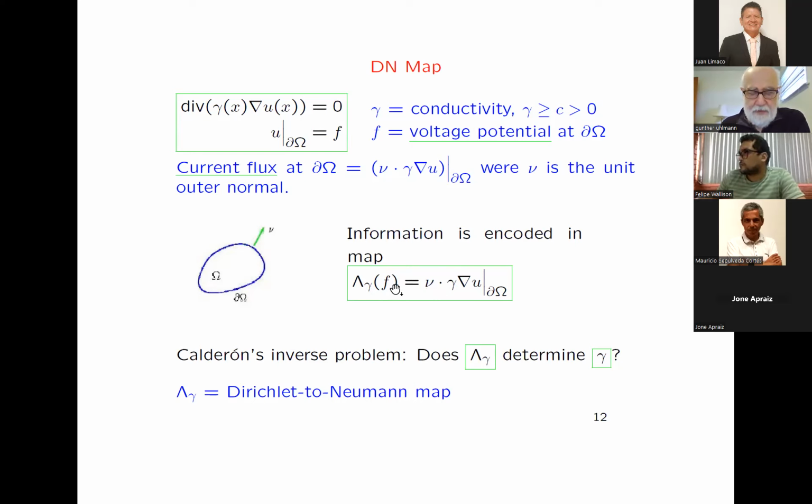Let me mention another feature, which is that this is a nonlinear problem, because u depends on gamma. How it depends on gamma is a crucial problem that we have in inverse problems, because we don't just want existence and uniqueness and regularity of the solutions. We want to know more precisely how the solution depends on the coefficients.